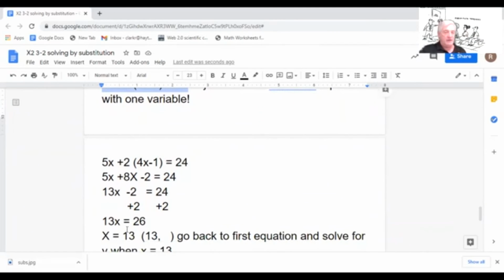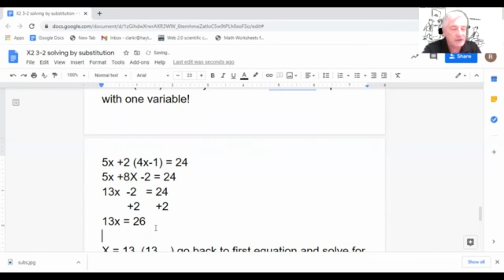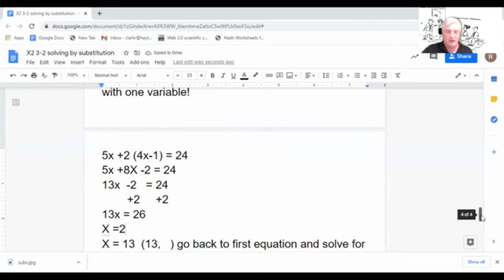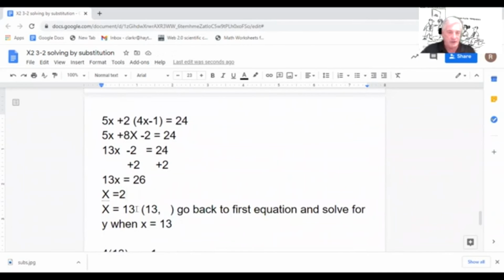What do I have here? X equal 13. I think I skipped a step. Many of you are skipping that step. You're so eager to get down to the bottom that you make a mistake of what you put in the parentheses. X equal 2. So now I got to get rid of that 13 in the parentheses. X is not 13. X is 2.